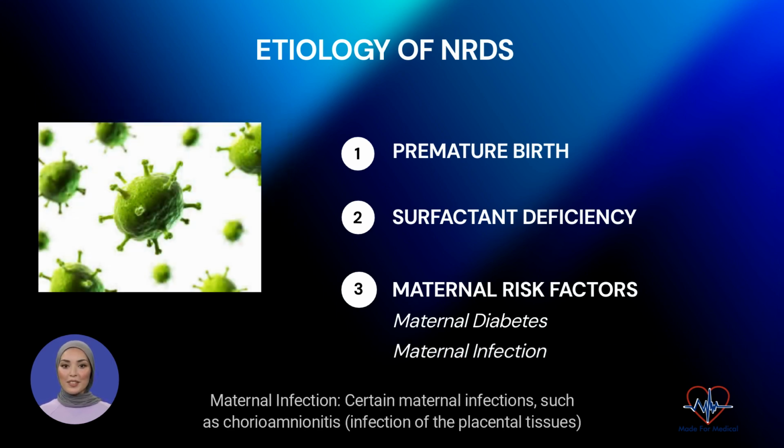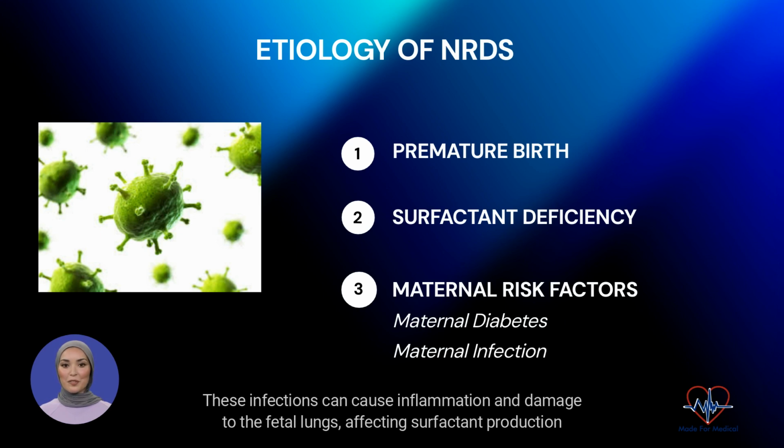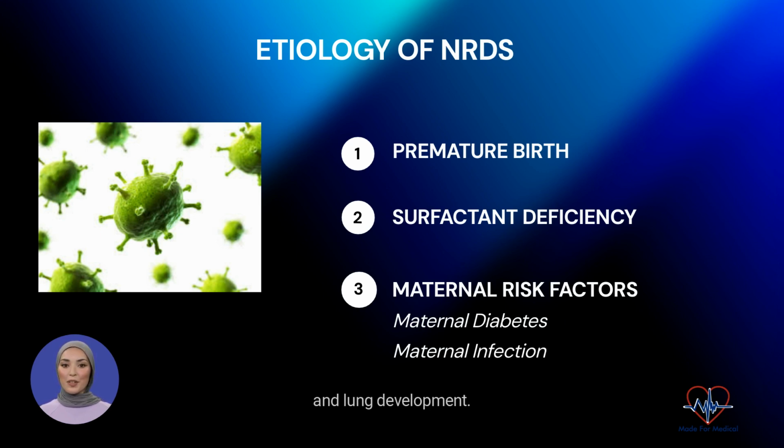Maternal infection. Certain maternal infections, such as chorioamnionitis, infection of the placental tissues, or Group B streptococcus, GBS, infection, can increase the risk of NRDS in newborns. These infections can cause inflammation and damage to the fetal lungs, affecting surfactant production and lung development.